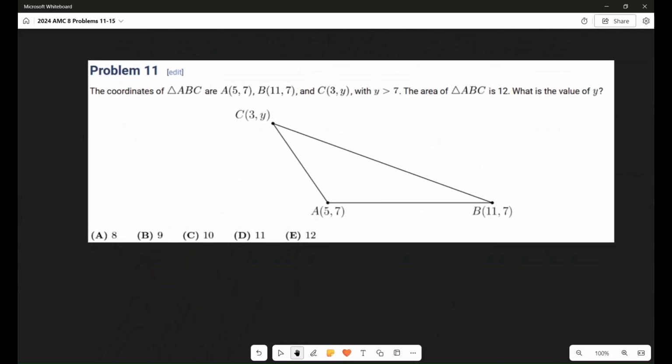So, for the first problem in this video, problem 11. The coordinates of triangle ABC are (5, 7), (11, 7), and (3, y), with y more than 7. The area of triangle ABC is 12. What is the value of y?